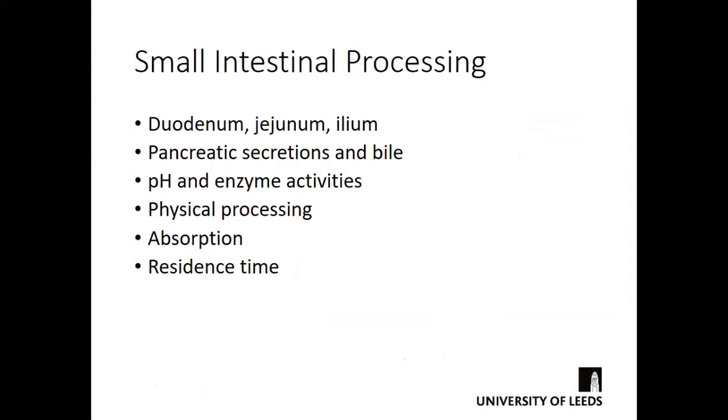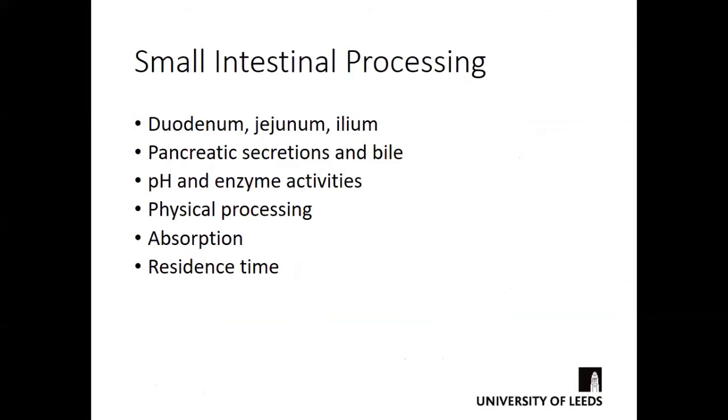So from the stomach, food moves into the small intestine for processing. The geography is that it passes into the duodenum. It then passes into the jejunum and the ileum. Pancreatic secretions and bile are added in the duodenum.